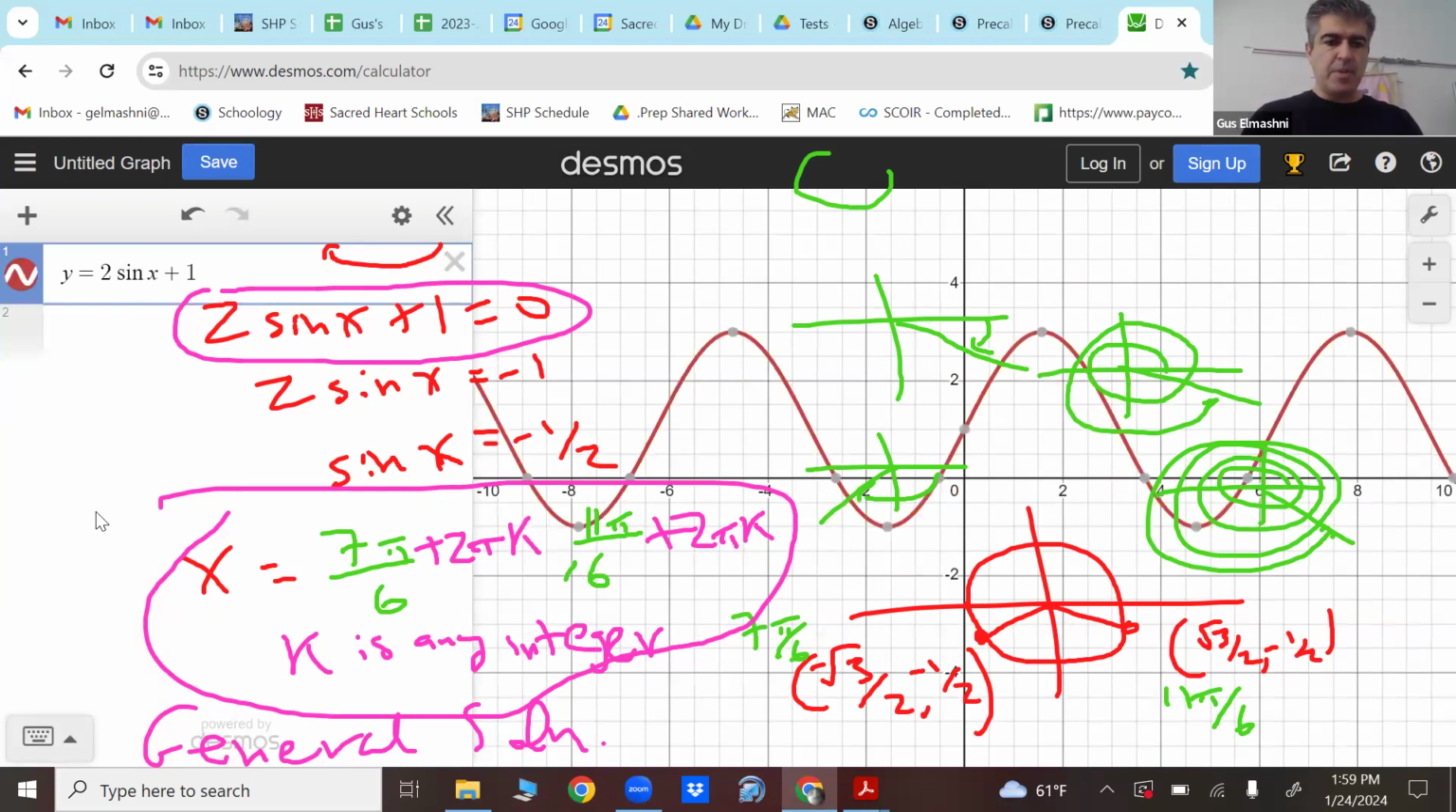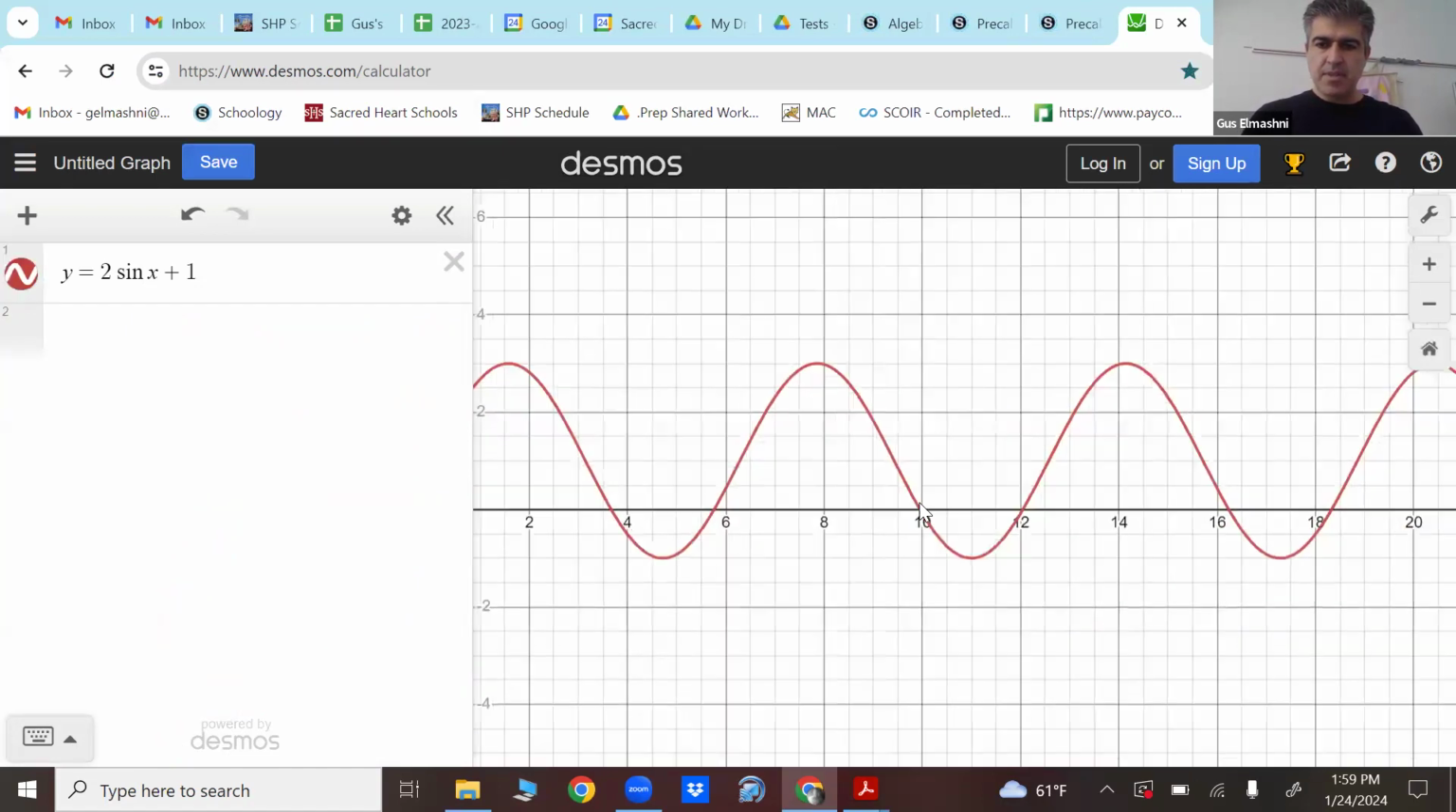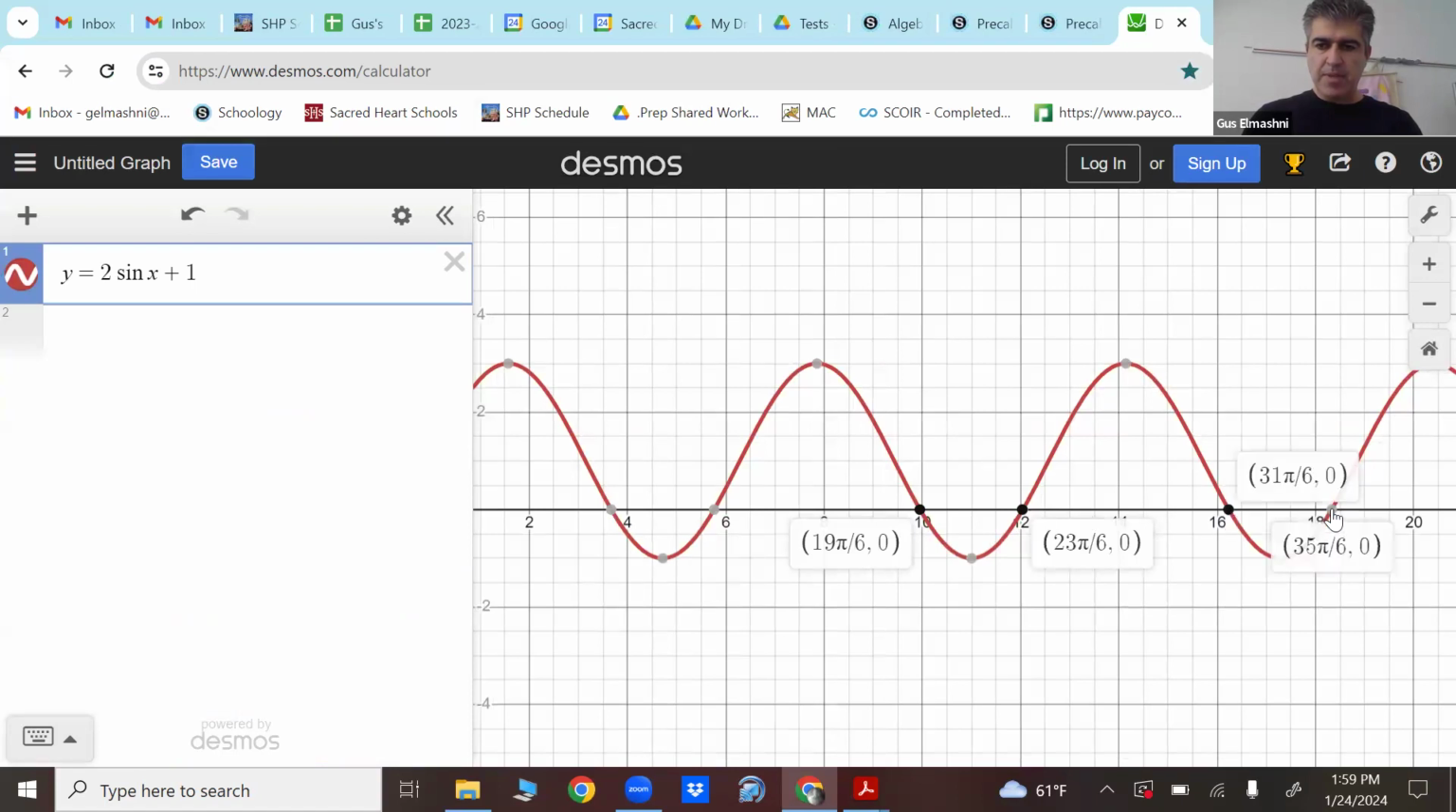And look at the x-intercepts. Let me clear the screen for a moment. See, -5 pi over 6, -pi over 6, 7 pi over 6, 11 pi over 6, 19 pi over 6, 23 pi over 6, 21 pi over 6, 35 pi over 6. These are all, not multiples, but they're all extra angles, right?